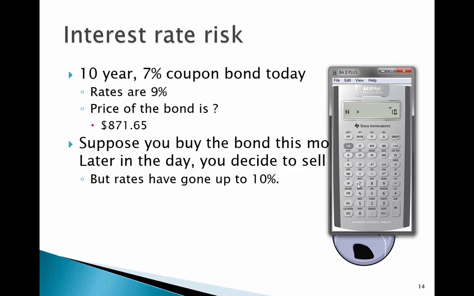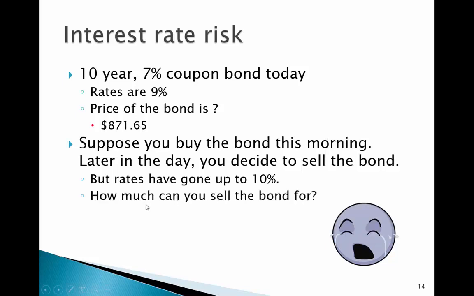N is still 10 and the payment doesn't change. So 70 payment and $1,000 future value, but now the rate is 10. And if I compute that price, that's $815. Notice it's considerably less than what I paid for it in the morning. Okay, I have that here, $815.61.